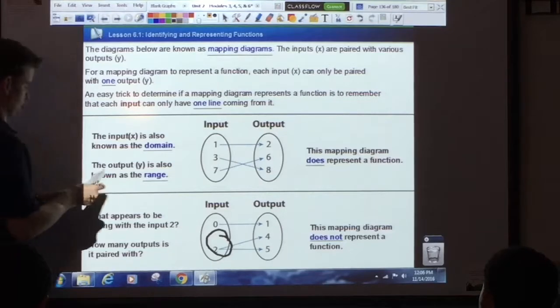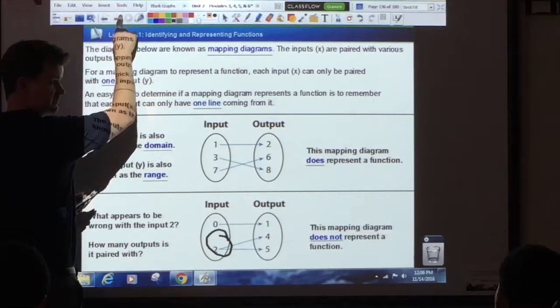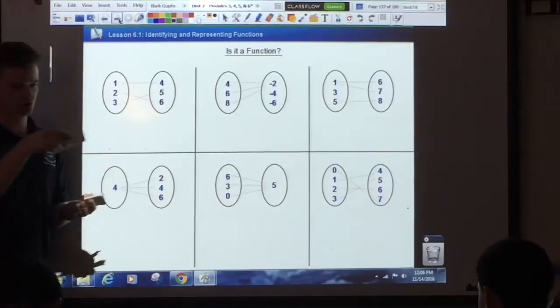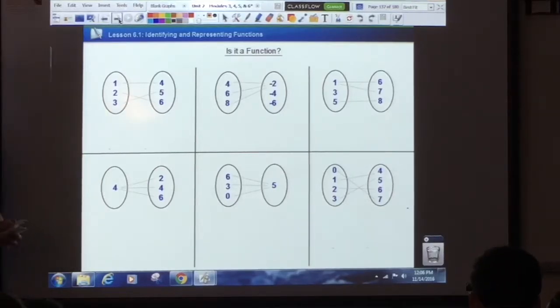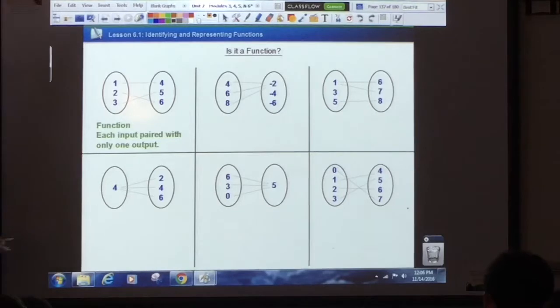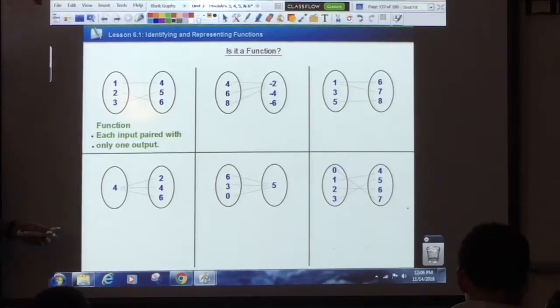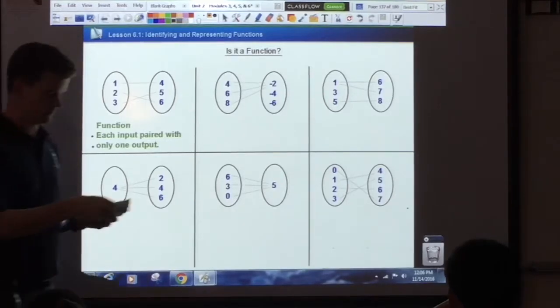All right, let's go to the first one. Boom. Is it a function? Yes, it is a function. Why? Because each input is paired with only one output. Boom. Function. Each input paired with only one output. You don't have to write this whole thing here if you don't want to. You can just write function. Your notes tell you why it's a function, okay? It's up to you.